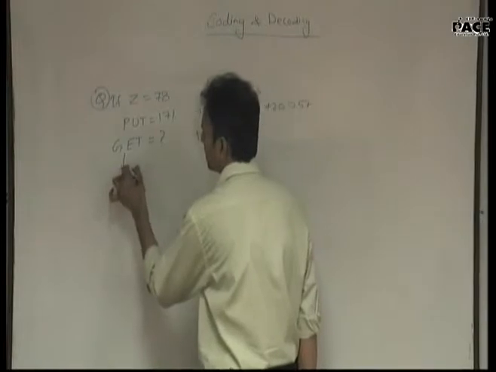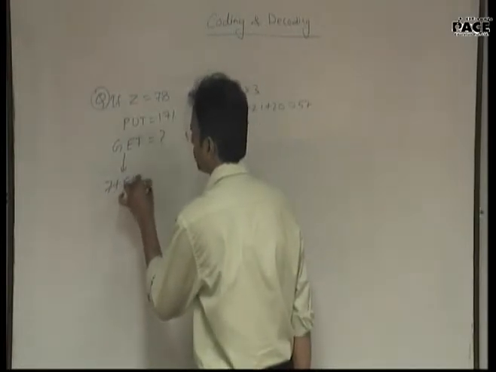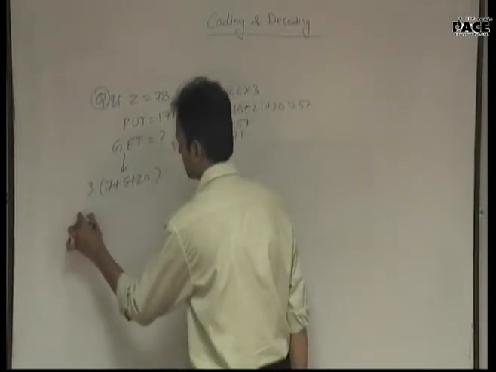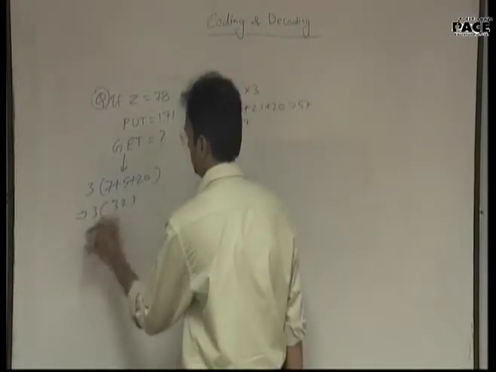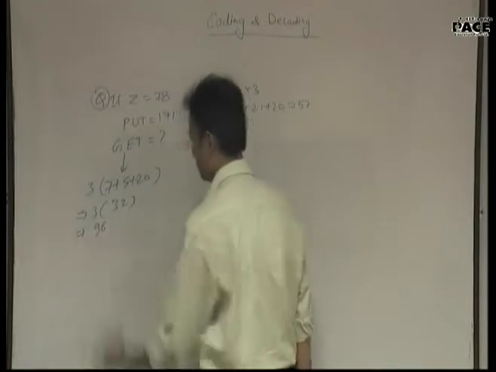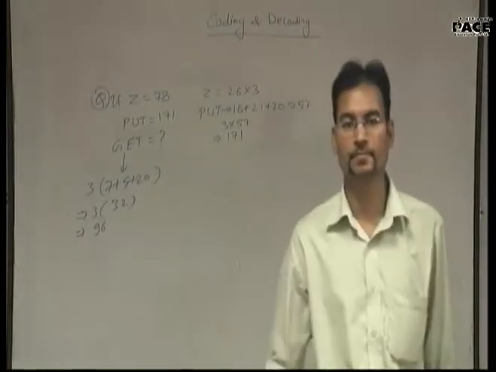Similarly here, 7 plus 5 plus 20 and then 3 times this value will give us 96.